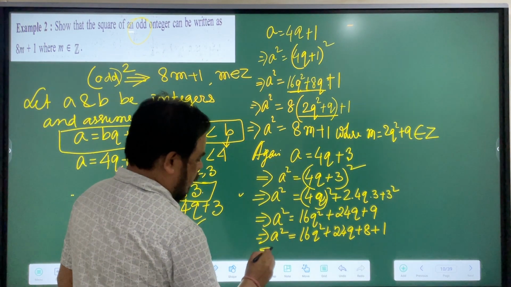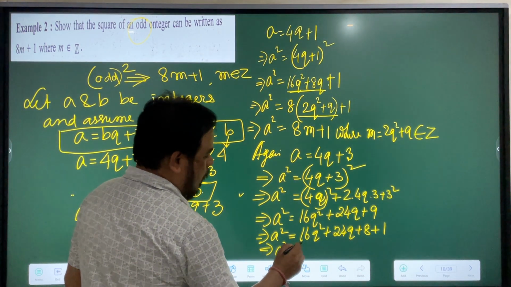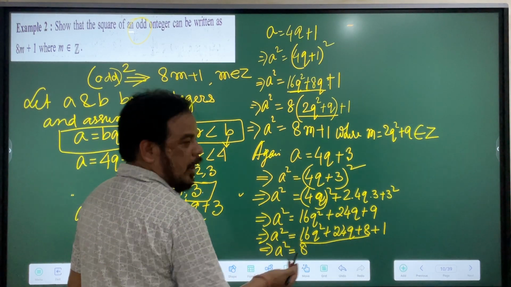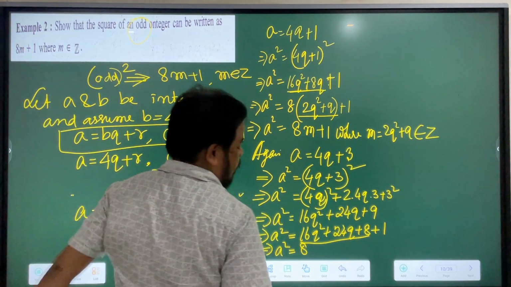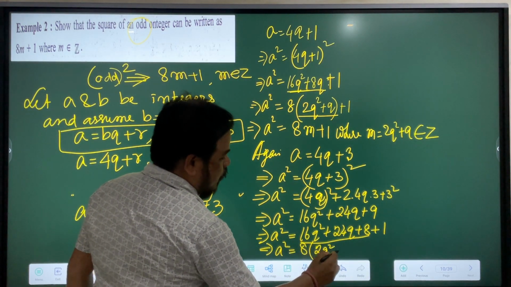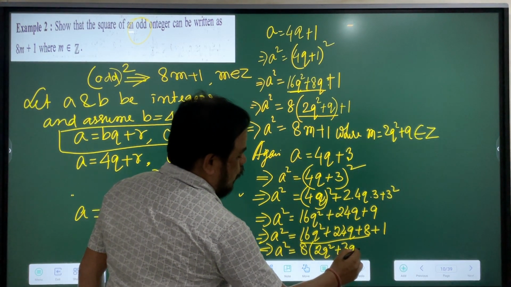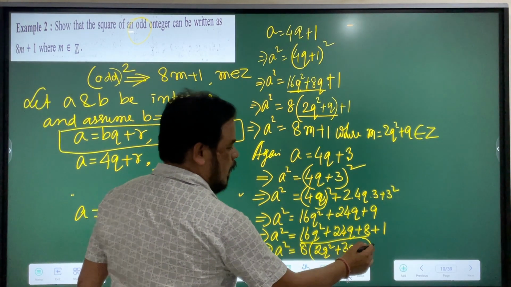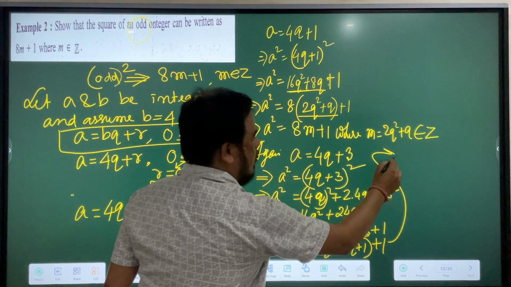From these three terms we can take 8 common. We have to take 8 common because we want 8m. After taking 8 common, what is left is 2q² + 3q, plus 1. So 8 + 1 is 9. This one can now be written.